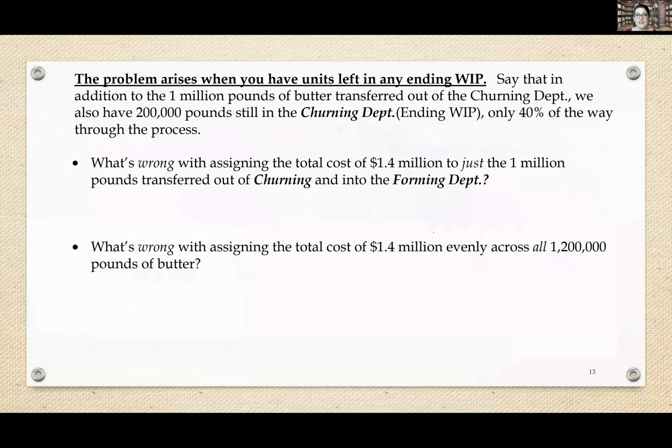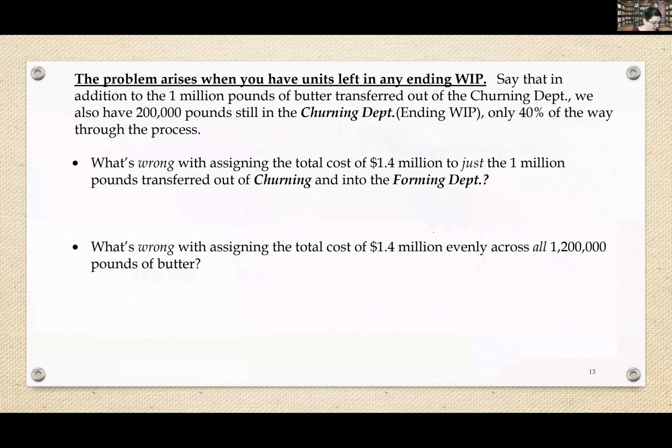And of all of these 200,000 pounds, it's only 40% of the way through the process. So it's only 40% complete. So if, let's just say, for example, that a butter had to churn for 100 minutes, they've only churned for 40 minutes. They still have 60 minutes to go. If the butter has to churn for 100 hours, it's only churned for 40 hours, 60 more hours to go. Okay. So why couldn't we just assign the total 1.4 million of cost to the 1 million pounds of butter that we transferred out?